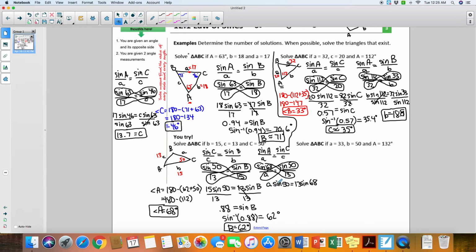All right, and then I would have gotten rid of the sine 50 by dividing on both sides. All right, that would have canceled out. And A would have been equal to, once I put that into my calculator, 15.7. All right, and triangle solved.